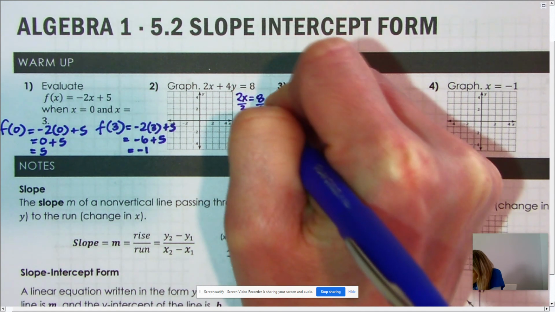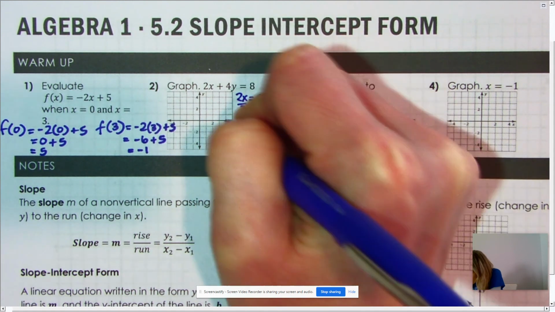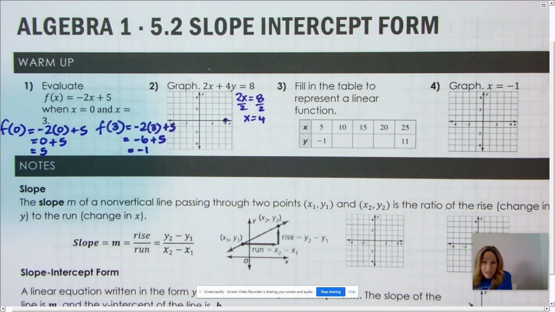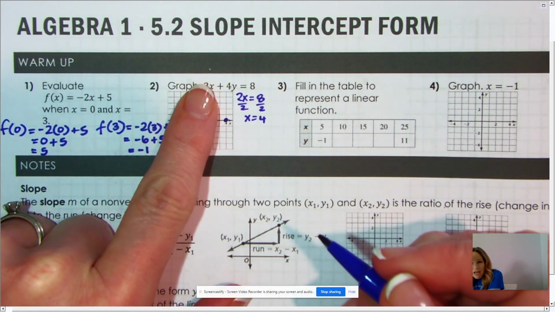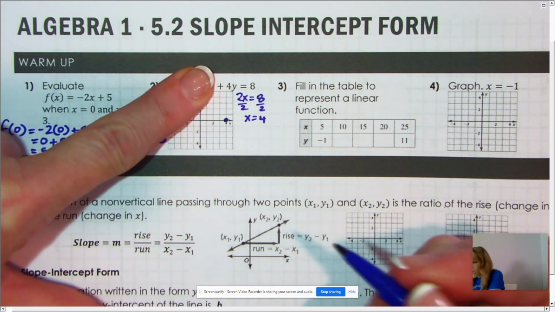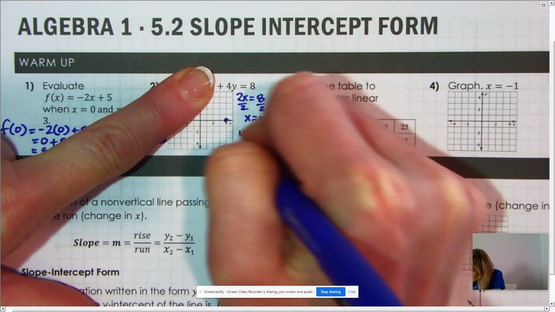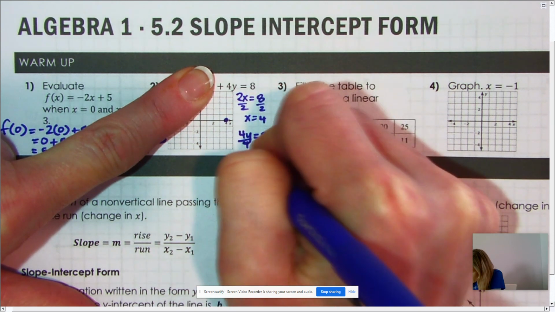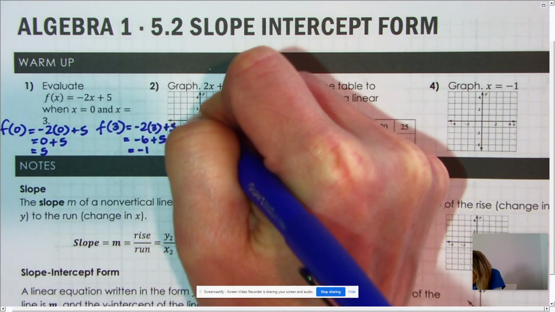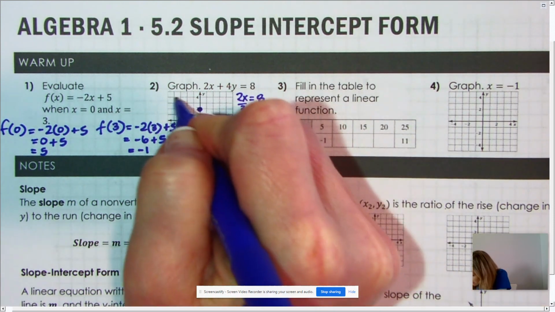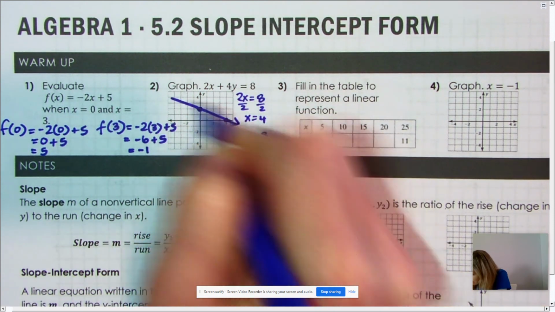I'm going to divide by 2. So x equals 4. That's the x-intercept. Now I'm going to do the same thing for the y-intercept. I'm going to plug in 0 for x and see what the value of y is. So I have a positive 4y is equal to 8. Divide by 4, so we get y is equal to 2. So I'm going to go to positive 2 on the y-axis, and then I just connect the dots.